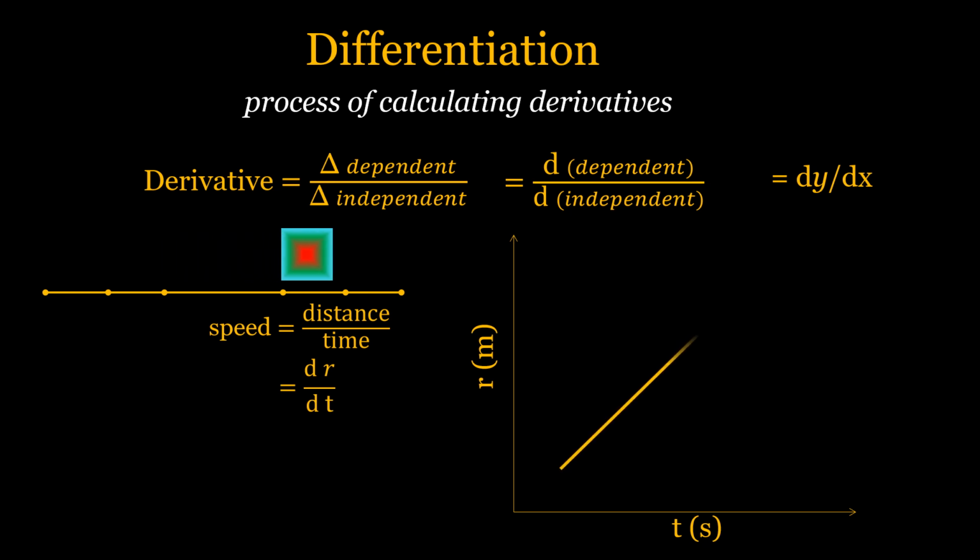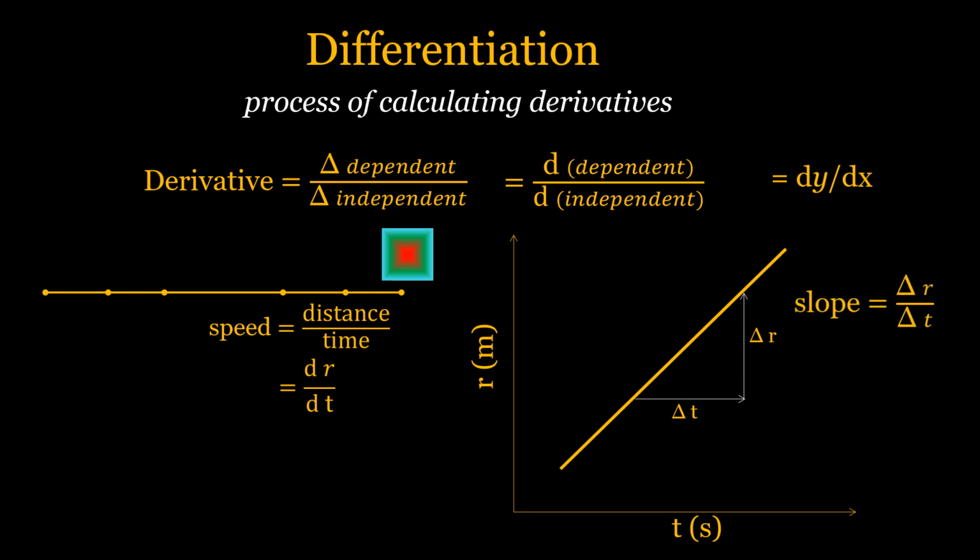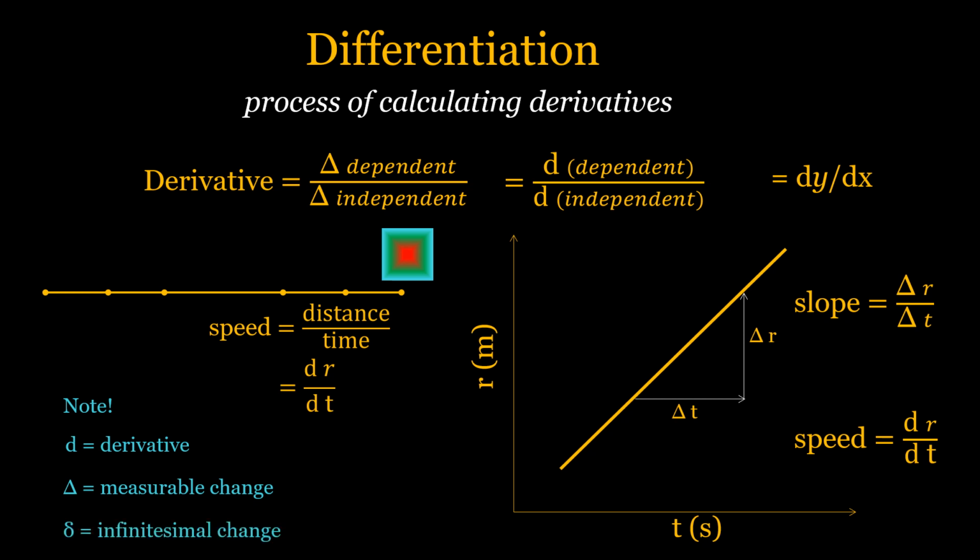A graph of several changes in the position of block with respect to time is plotted. The slope of the line would be equal to the speed. Therefore, speed is essentially the derivative of the position of an object with respect to time. An important side note is needed here. Small d essentially represents derivative. The capital delta is a measurable change between final and initial position, whereas small delta is an infinitesimal change or a very small change.